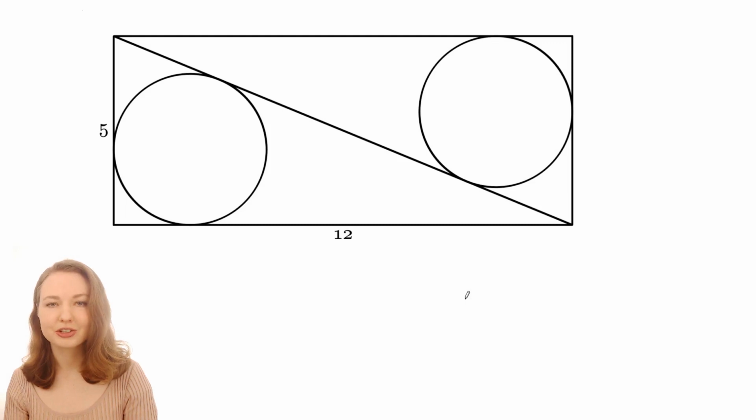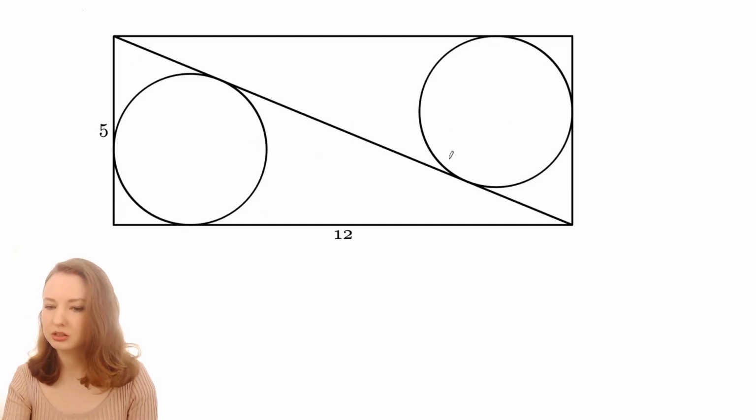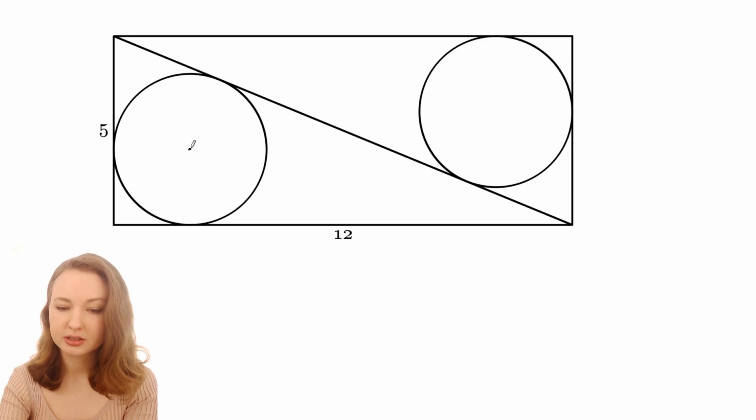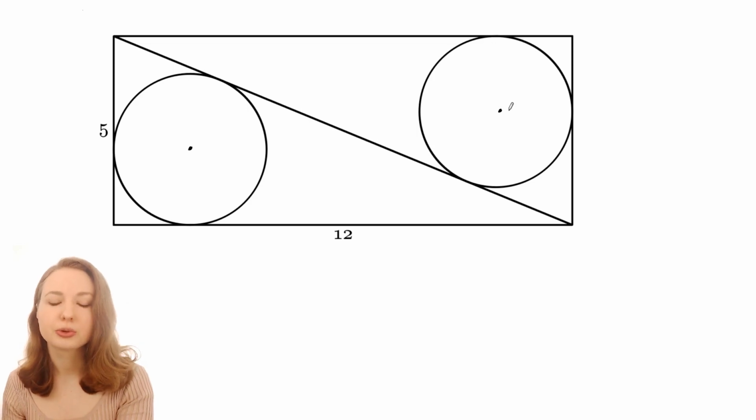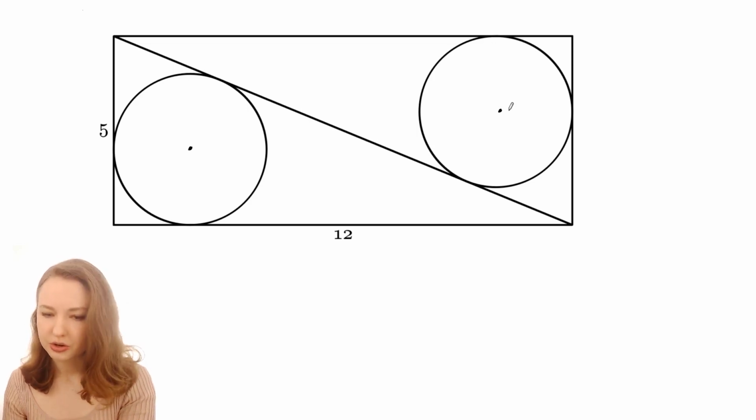Alright, so the first question had these two circles inside a rectangle and touching the diagonal, and the rectangle is 5 by 12. And we want to find the distance between the two centers of the circles. So the distance from there to there. Now to do that we need to work out the radius of the circles. So that's where you sort of get stuck. How do we work out that radius?